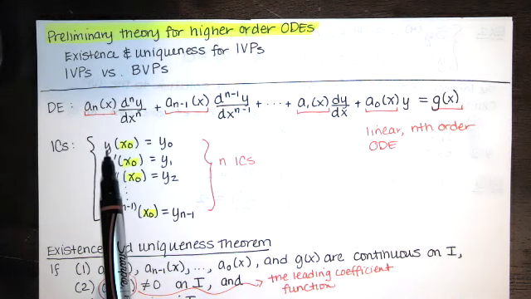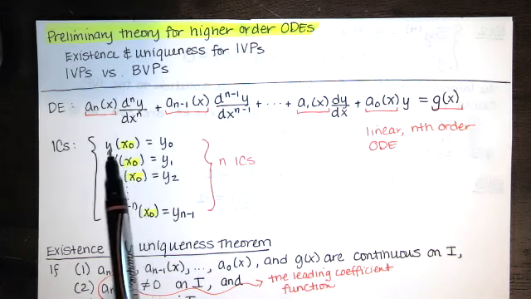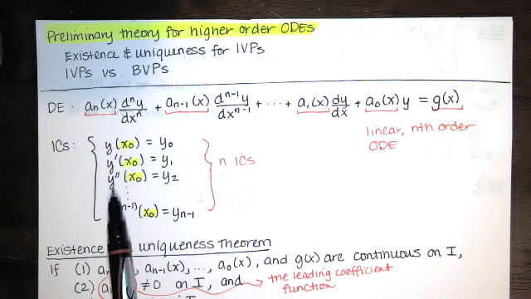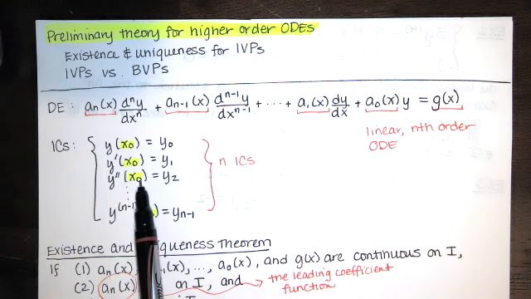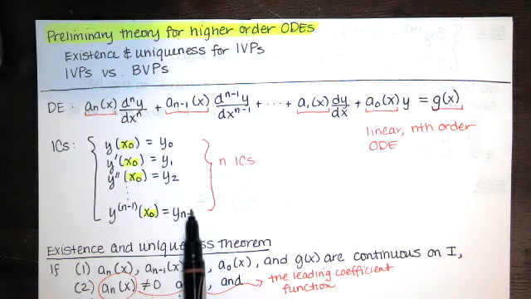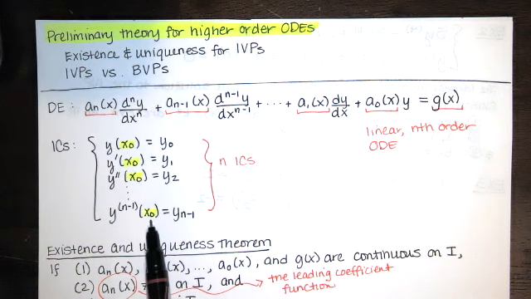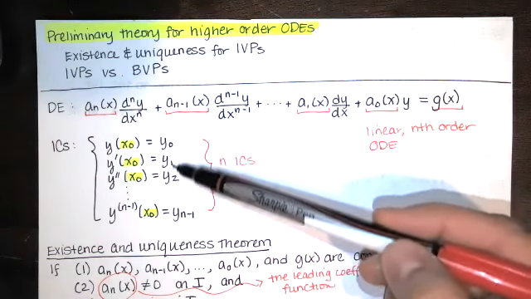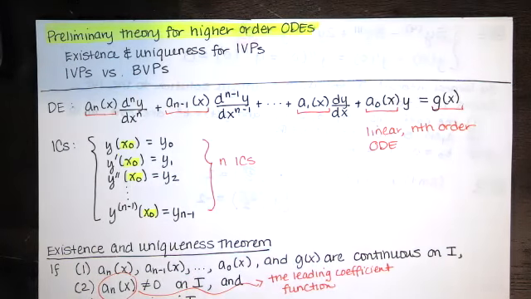At x equals x naught, y is equal to y naught. At x equals x naught, y prime is equal to y1. And all of this is given to us. At x equals x naught, y double prime is equal to y2. And at x equals x naught, y sub n minus 1 is evaluated at, and it's given by this value. So these are given numbers. x naught is known. It's going to be given to you. And y sub 0 through y sub n minus 1 are numbers as well.